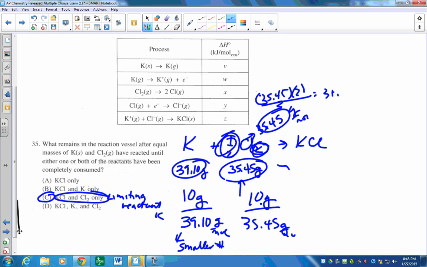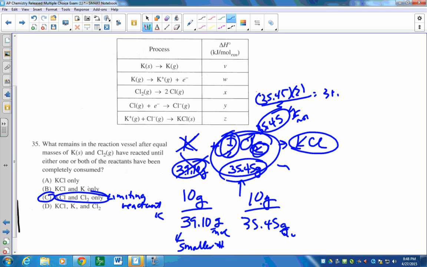So at the end, this will be completely consumed. You will have some KCl, you'll have a lot of KCl because this reacted with this making KCl, but this runs out first, so you're going to have a little bit of chlorine left over, and that's why the answer is C, KCl and Cl2.